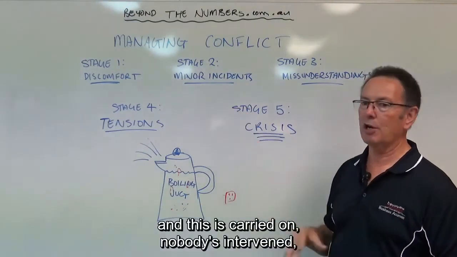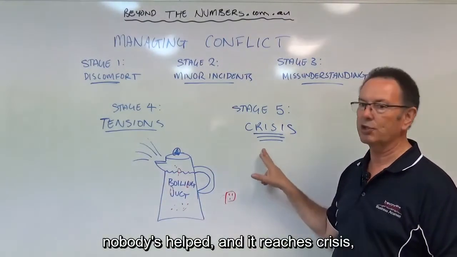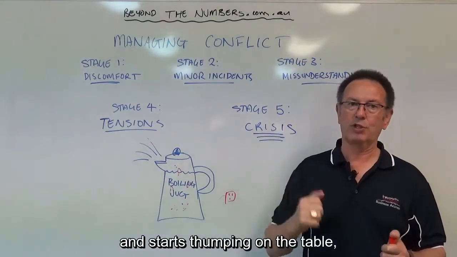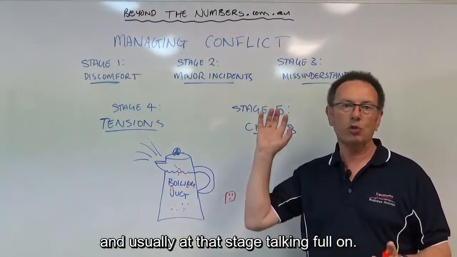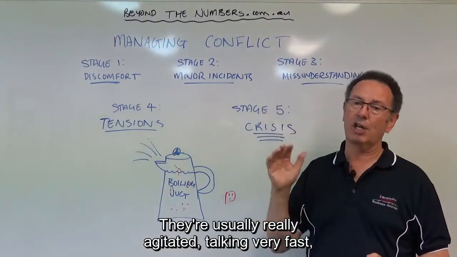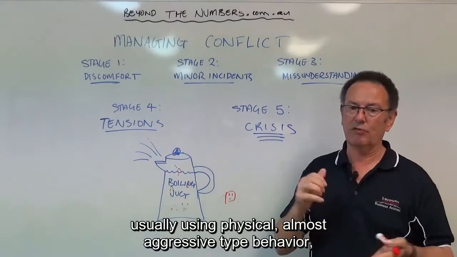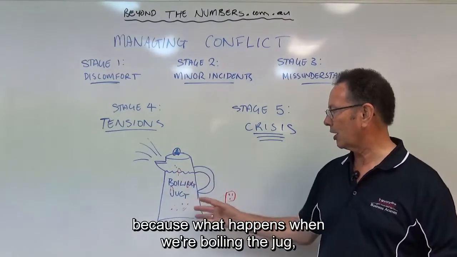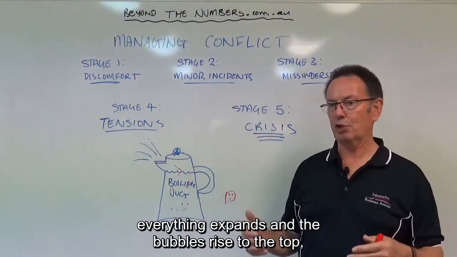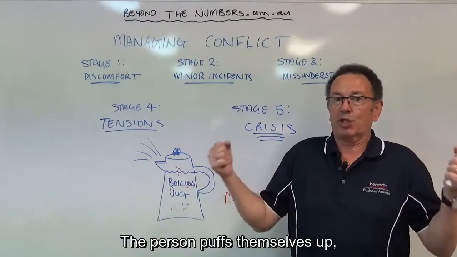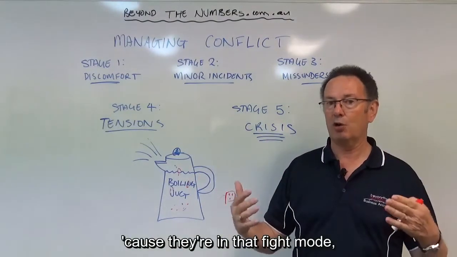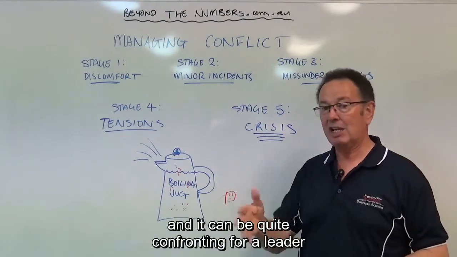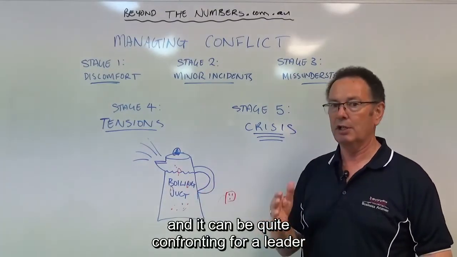And this carries on, nobody's intervened, nobody's helped, and it reaches crisis, and the driver comes in to you as the supervisor and starts thumping on the table, and they're usually at that stage talking full on. They're really agitated, talking very fast, usually using physical, almost aggressive behaviour. Because what happens when we're boiling the jug, everything expands and the bubbles rise to the top, and that's literally what's happening. The person puffs themselves up because they're in that fight mode. As human beings, we build ourselves up and look really aggressive, and it can be quite confronting for a leader to experience that.